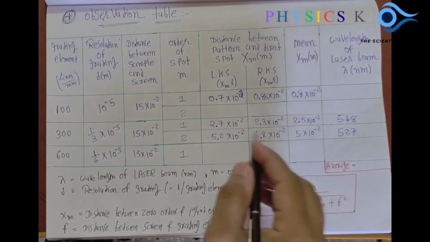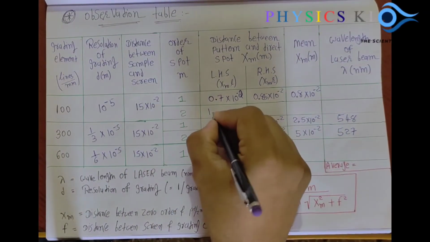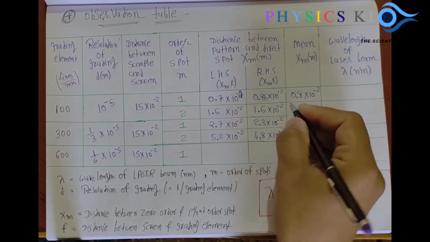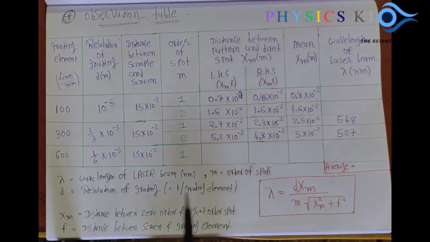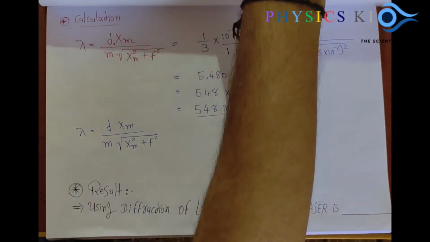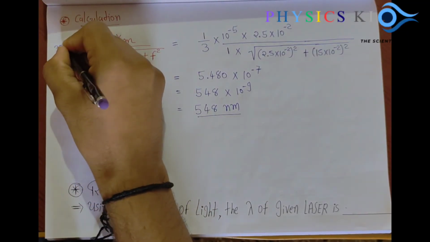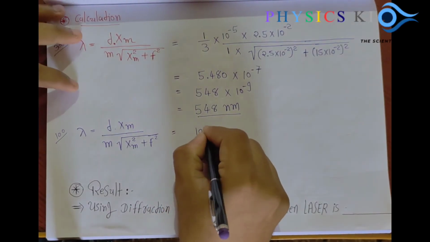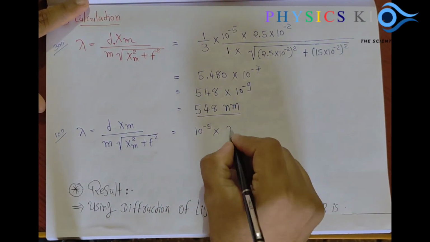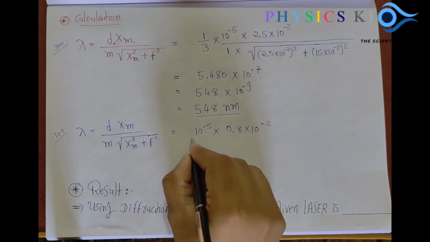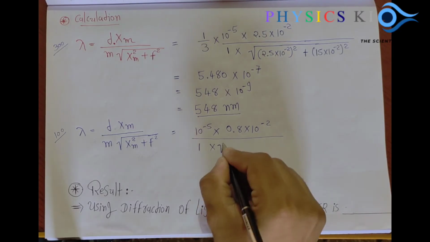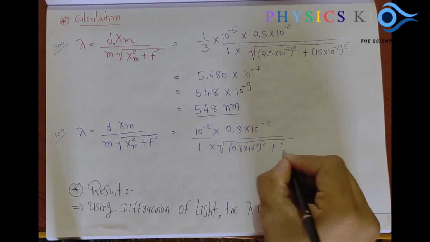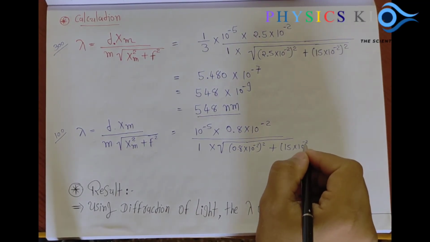And from the center, the second spot distance, I got 1.6 × 10^-2. Again I got 1.6 × 10^-2. So mean is the same, 1.6 × 10^-2. Now again I am using the same equation. This one is for 300, this one is for 100, but the equation is the same. Here d is changed to 10^-5 and xm is changed. I got average 1.8 × 10^-2 m, again 1 over root of xm value, so I am writing 0.8 × 10^-2 whole square plus f 15 × 10^-2 whole square.